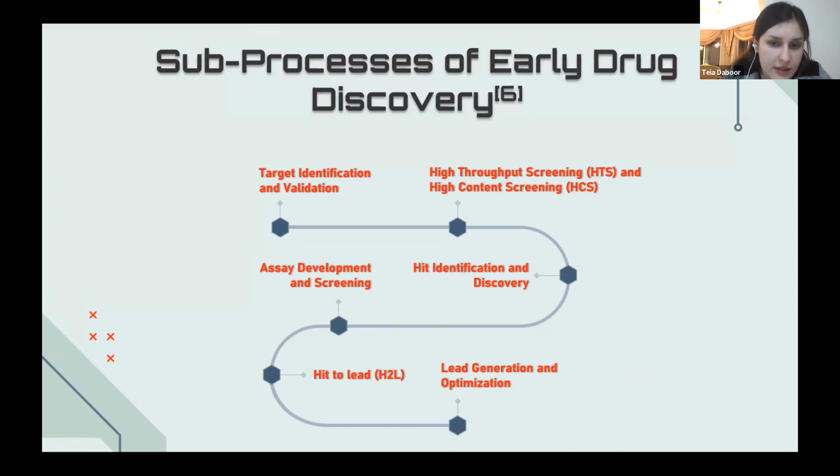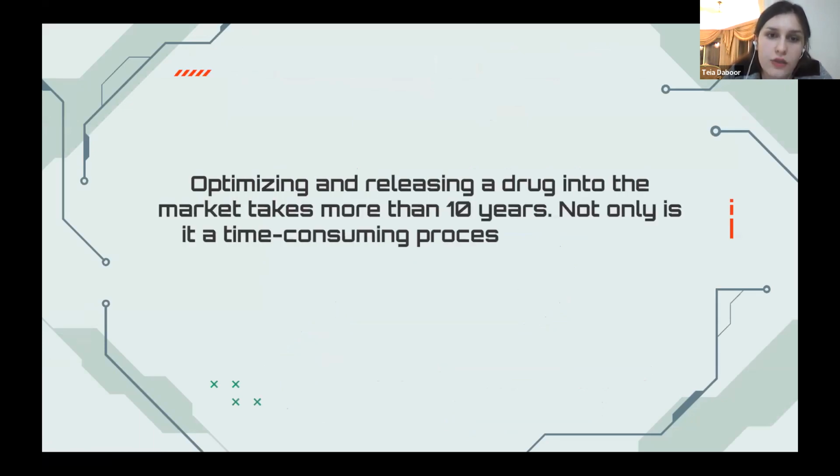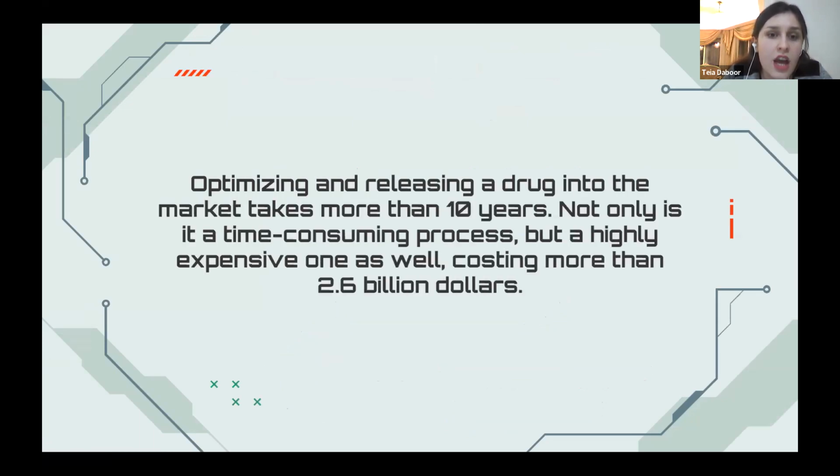And last but not least, is in vivo and in vitro assays, testing the remaining compounds on conditions similar to living cells can commence. As you can tell, optimizing and releasing a drug into the market takes more than 10 years. Not only is it a time-consuming process, but a highly expensive one as well, costing more than $2.6 billion. This is why it's a perfect target for AI implementation, so we can cut this time and cost by a lot.